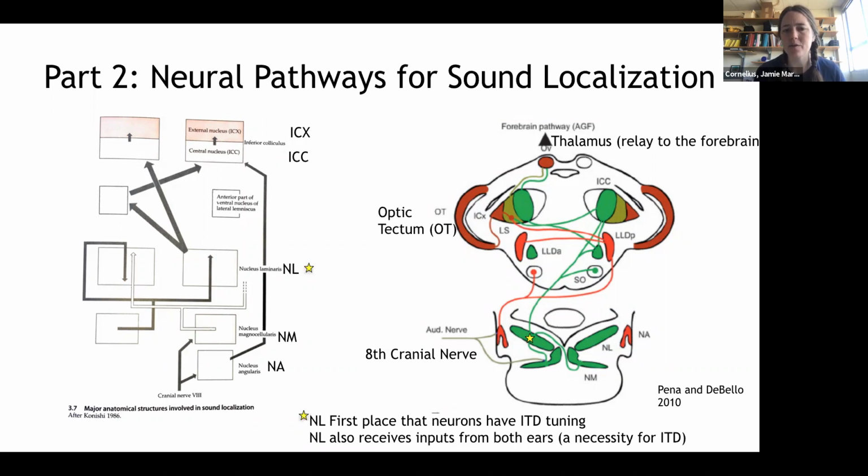So we're going to be mostly focused on these midbrain structures. I mentioned the optic tectum, that's where you get overlap between both the visual map of space and the acoustic map of space. So when we talk about plasticity, we'll be talking about how the inferior colliculus sends information to the optic tectum.